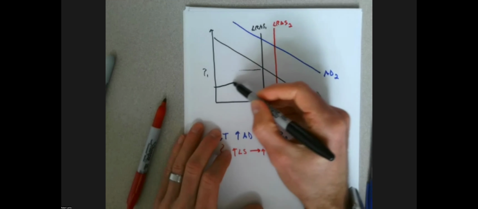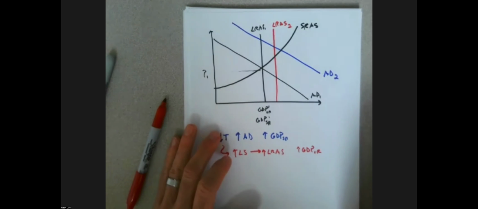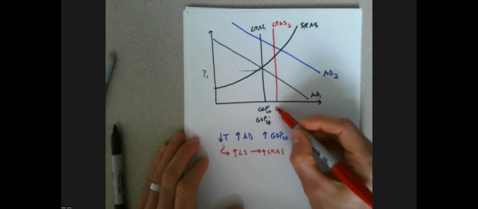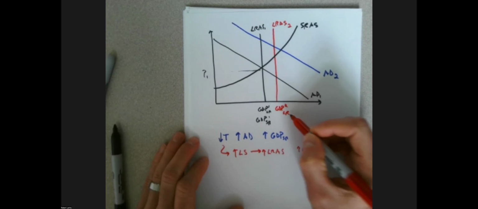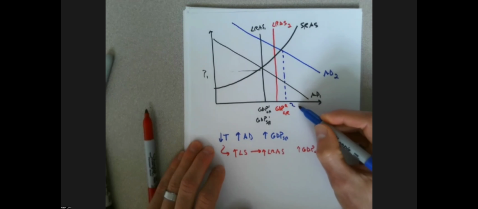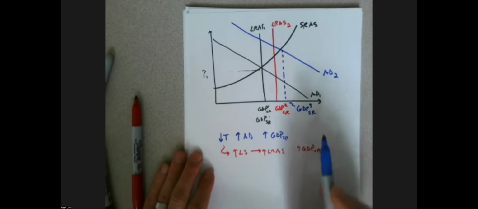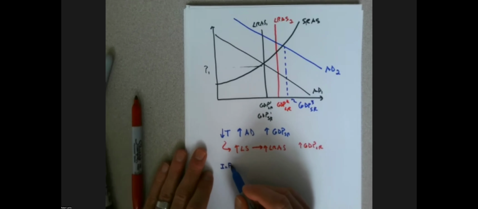Now, here once again, I would give you this in the problem if we weren't working through it together. Let's assume that short run aggregate supply doesn't change at all. Well, now my new long run GDP is right here, but my short run GDP is here. So what has been created? Well, if GDP is too high, I've got what type of a gap? Inflationary.